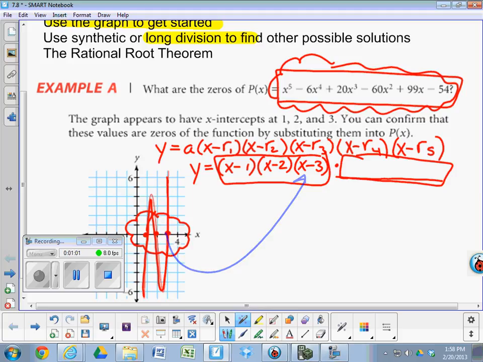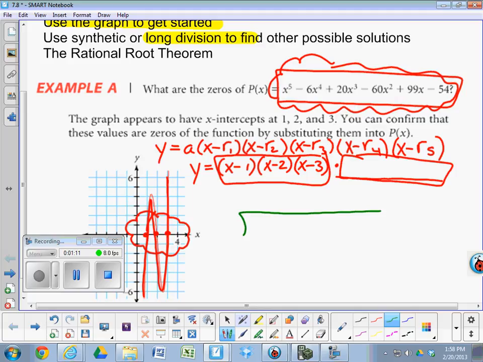So here's what we're going to do. We're going to try to figure out what the missing part is by doing long division. So what I want you to do is make a big long division bar. Under the bar, under the green bar, is called the dividend. That's going to be the polynomial that you're trying to factor. So write out the original problem under there.